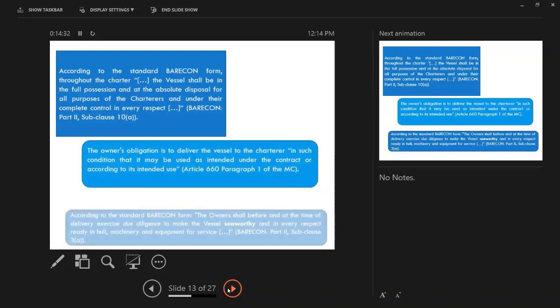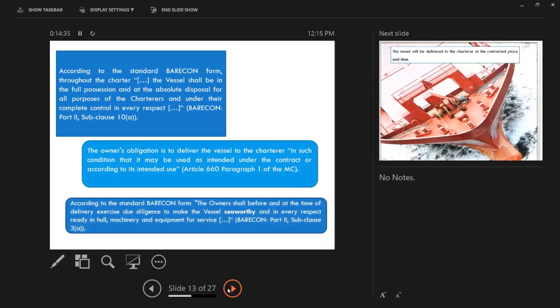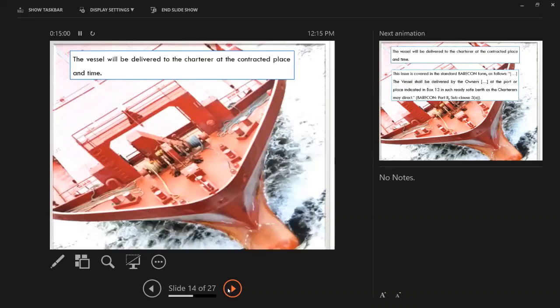Also, what we can see from the Berkon standard form, the owner shall before and also at the time of the delivery exercise due diligence to make the vessel seaworthy and in every respect ready in hull, machinery, and equipment for the services. So there are so many details about this owner's obligation to deliver the vessel. Also, when we talk about this clause, the delivery clause, it is of course important where that delivery is and at what time.